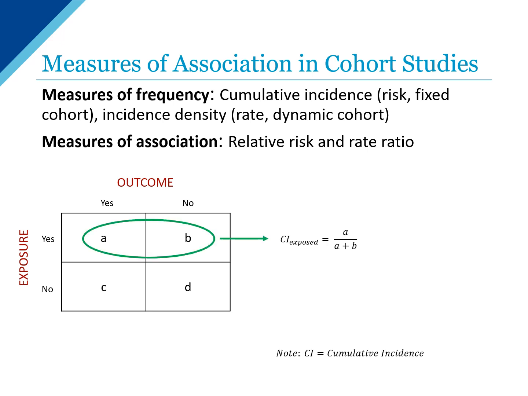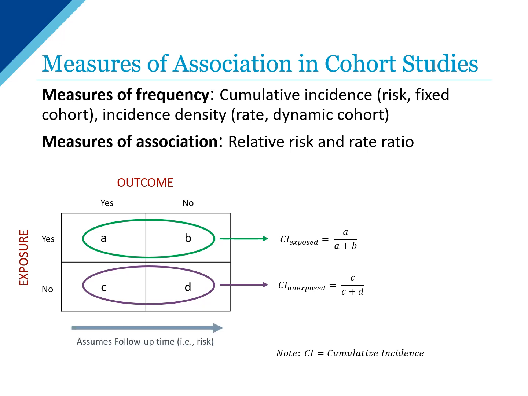First, we can calculate the cumulative incidence among the exposed, which is the outcome, yes, A, over the total number of people who are exposed. We then calculate the cumulative incidence of the unexposed group, or that is the number of the people with the outcome, C, over the total number of unexposed. And this assumes that there is follow-up time so that these incident cases are risk.